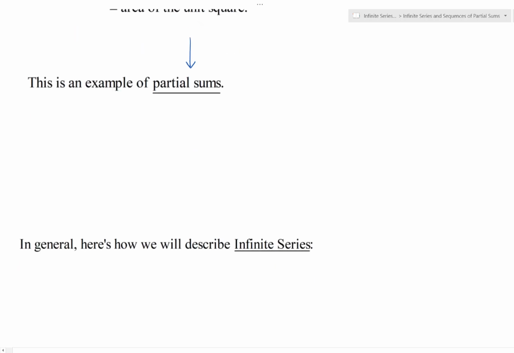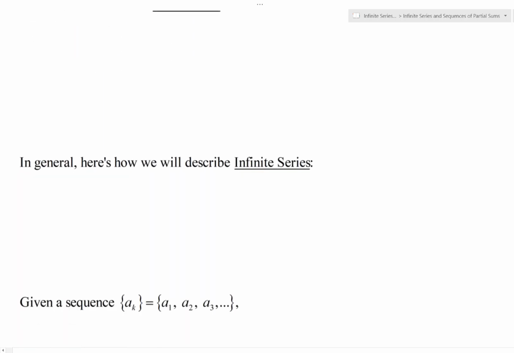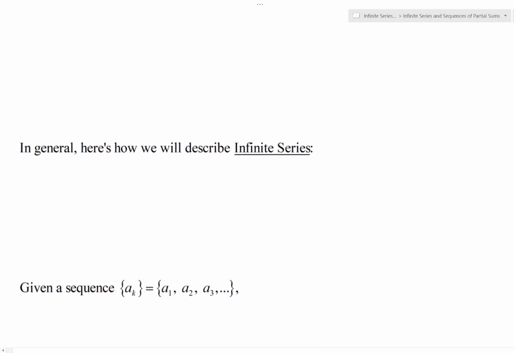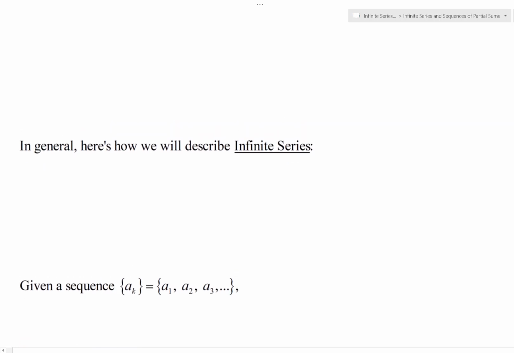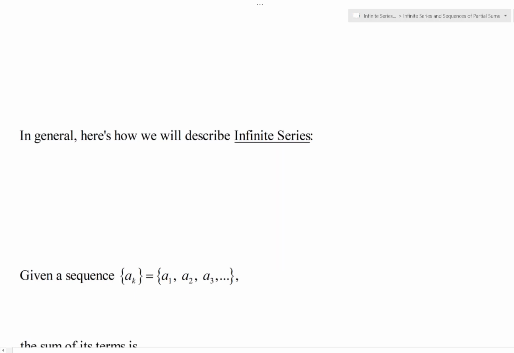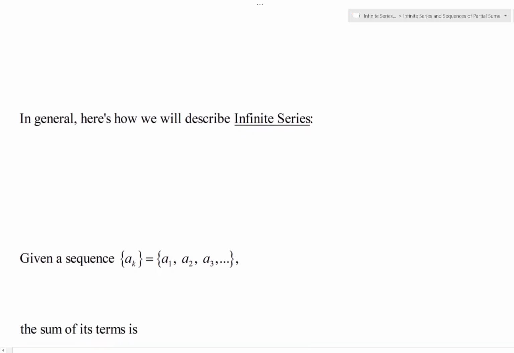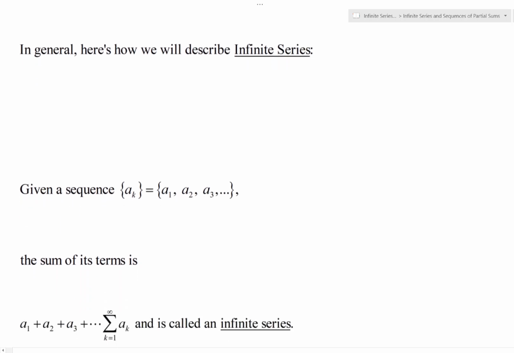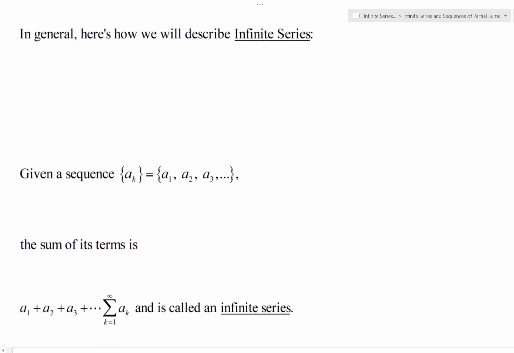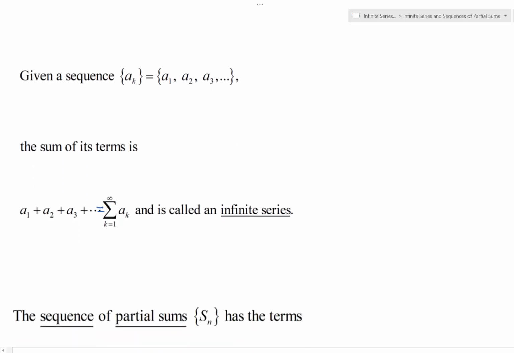So in general, here's how we're going to describe infinite series. Say we have a sequence now, just a list of numbers that's infinite: a_1, a_2, a_3, and so on and so on forever. A sequence of a_k's. Then what we want to do is add up these terms, and the sum of all the a_k's is the infinite series. Does this equal a finite number or does it not? That's the question, depending on what a_k is.